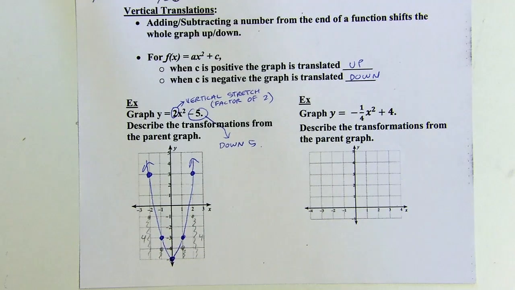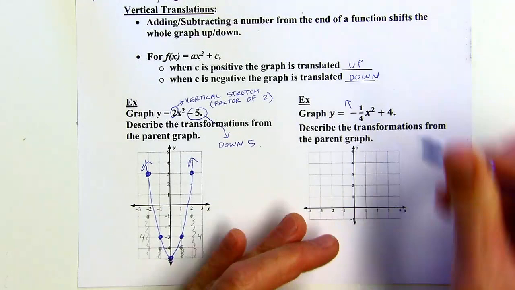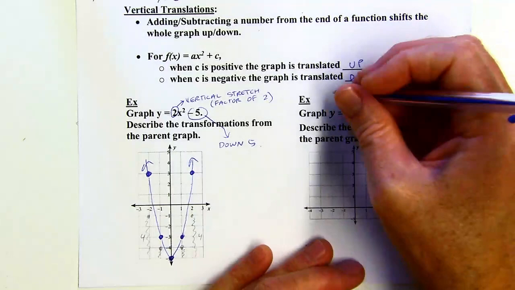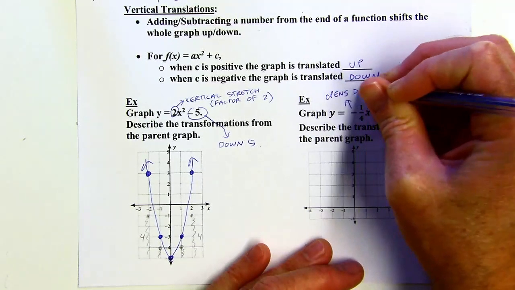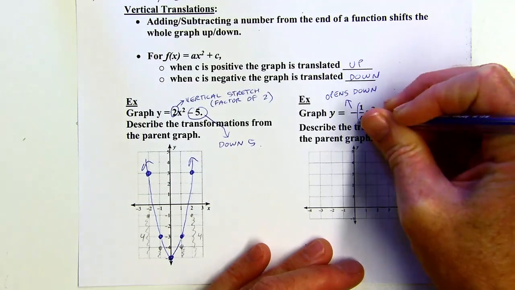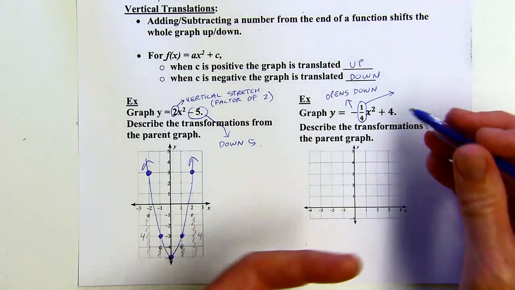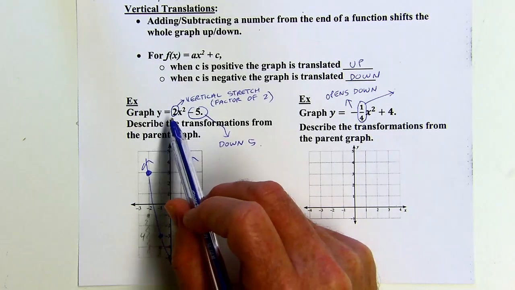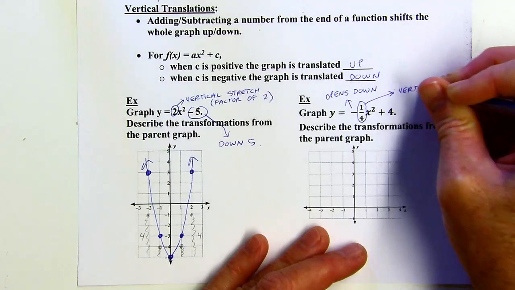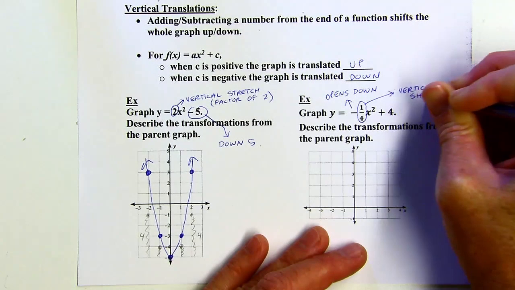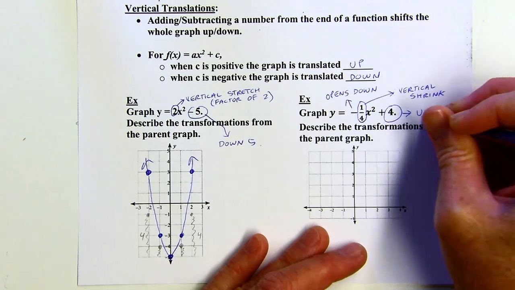Okay? All right. So on this one, I've got this negative here. That means this is going to open down. So you can say opens down, or you could say reflection over the x-axis. But that's going to make it open down. Okay? Then I've got the 1/4, and I'm thinking of that separately from the negative. The 1/4 is going to give me a vertical shrink. If the number is more than 1, it's a vertical stretch. But if it's less than 1, it's a vertical shrink.